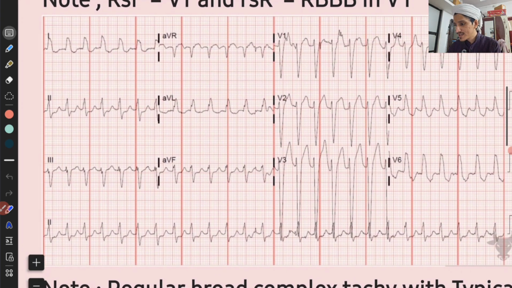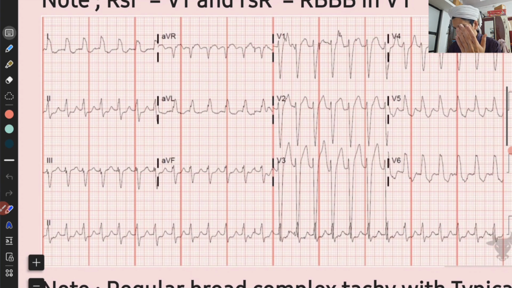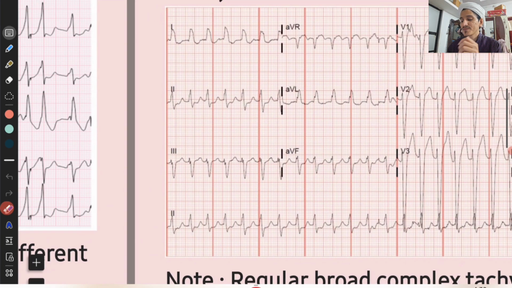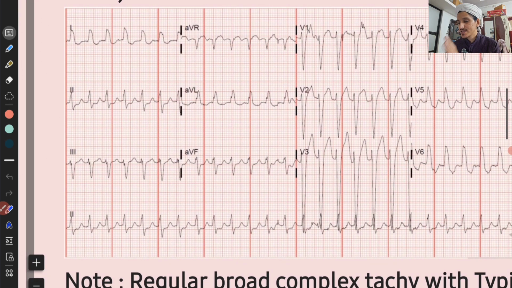There is no concordance, there is no R to nadir pattern, and there are no fusion beats and capture beats. V1 is helpful only in RBBB pattern, no? You are not seeing any RBBB pattern here in V1. So LBBB pattern is there. So this is a wide complex regular tachycardia with aberrancy, left bundle branch block.